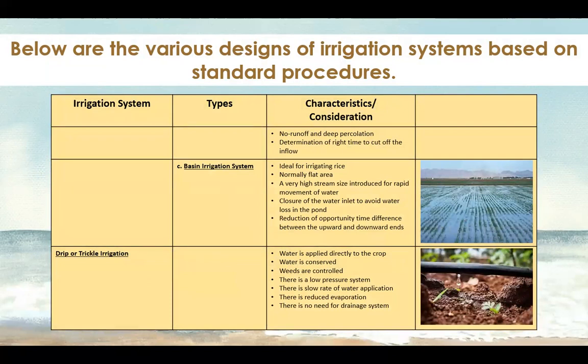Then another irrigation system, we have the drip or trickle irrigation. The characteristics of this are water is applied directly to the crop, water is conserved, weeds are controlled, there is a low pressure system, there is a slow rate of water application, there is reduced evaporation, there is no need for a drainage system.